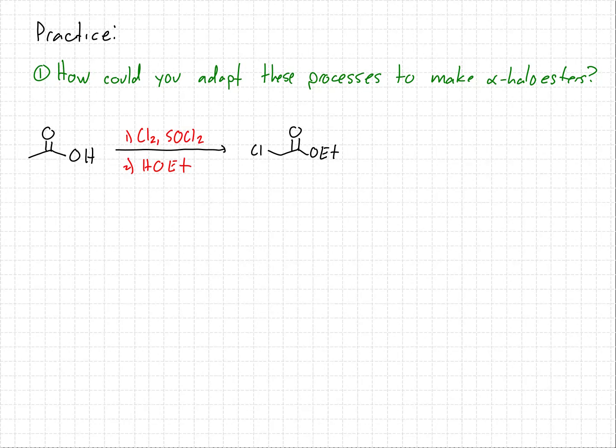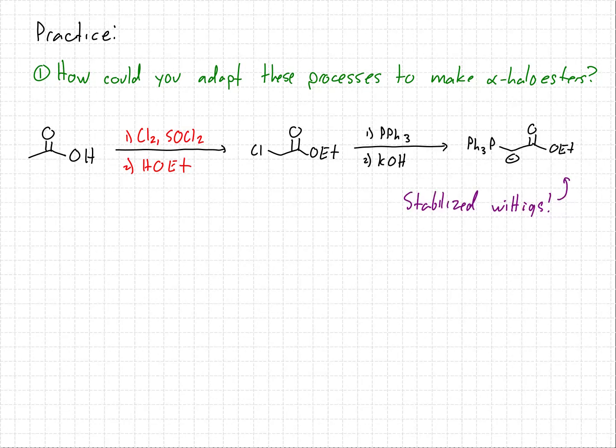Why would we want to make these, you ask? Well, because if we add triphenylphosphine to these, followed by a base, this is how we make the stabilized Wittig reagents for the Wittig reaction. This is a very easy way to make an unsaturated ester.